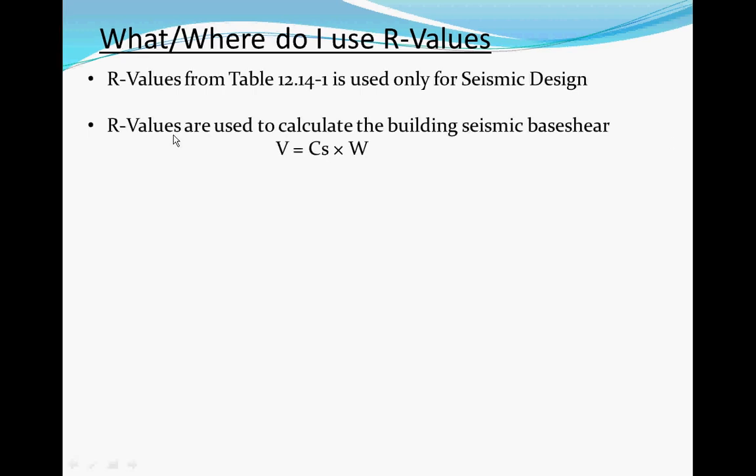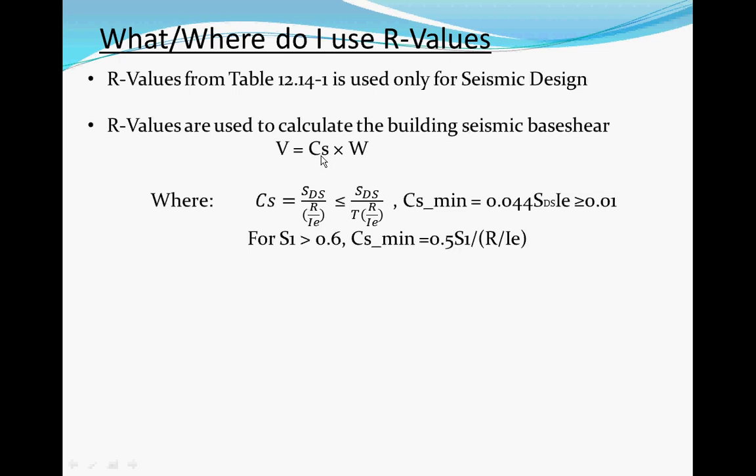Okay, so now the R is used to calculate base shear. So base shear is this certain factor, Cs, times W, the total weight of the structure. Okay, so that's the building weight. For Cs, it's a ratio of something they give you, and you have to go through each step to calculate. But if you look at the Cs, the R value is on the bottom. So the higher the R value is better. It's a smaller Cs, the less force you design for.